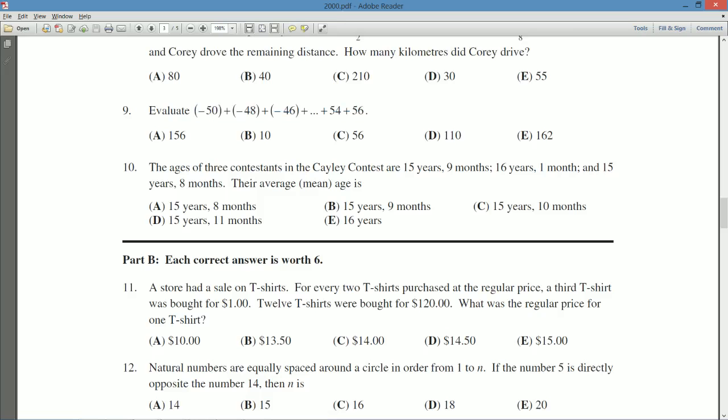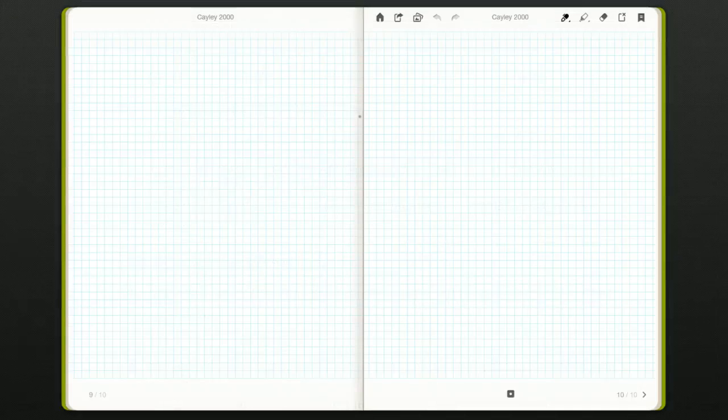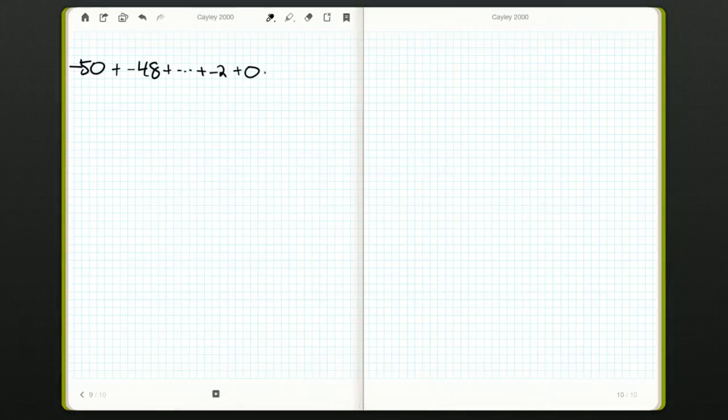But the way I'm going to do it is I notice that we have a negative 50 here, and we have some numbers close to 50. So let's just write out a little more of this pattern. So negative 50 plus negative 48, plus, and it's going to keep going, and we'll get negative 2, and 0, and 2, and then we're going to keep going. We're going to get 48, 50, 52, 54, and 56.